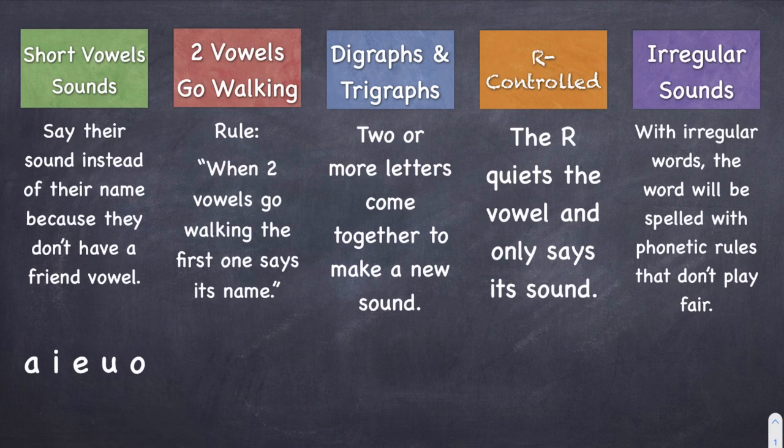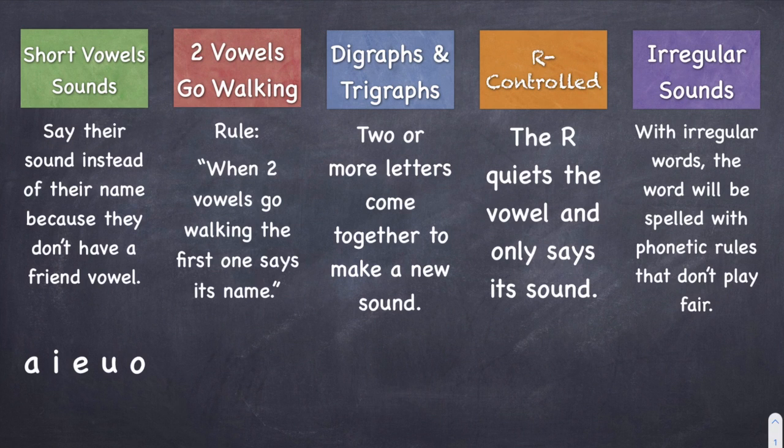Next, we have digraphs and trigraphs, where 2 or more letters come together to make a singular sound. Our R-controlled sounds is when the R makes the vowel not say its usual sound, right? Like our bossy R, AR for the R, or OR for or. ER, IR, UR are all going to have a silent E, I, and U, and we'll only say the sound of the letter R.